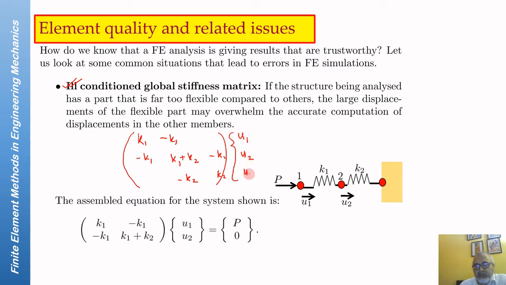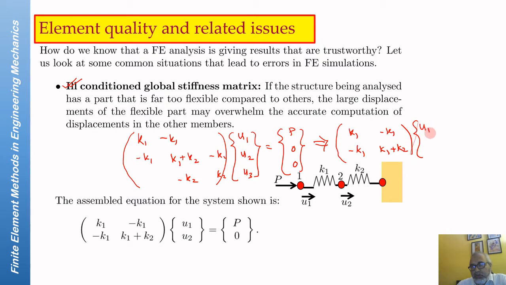These would be my degrees of freedom, u1, u2, u3, out of which u3 is given to be 0, and this would be equal to P0, 0. U3 would be 0, so I can remove the last row and the last column. So finally, this will imply for u3 equal to 0 a simpler system, which is K1, minus K1, minus K1, K1 plus K2, times u1, u2, equal to P0, which is of course two simultaneous equations. It's a very simple system, two simultaneous equations in u1 and u2. So this is the system of equations that we get.